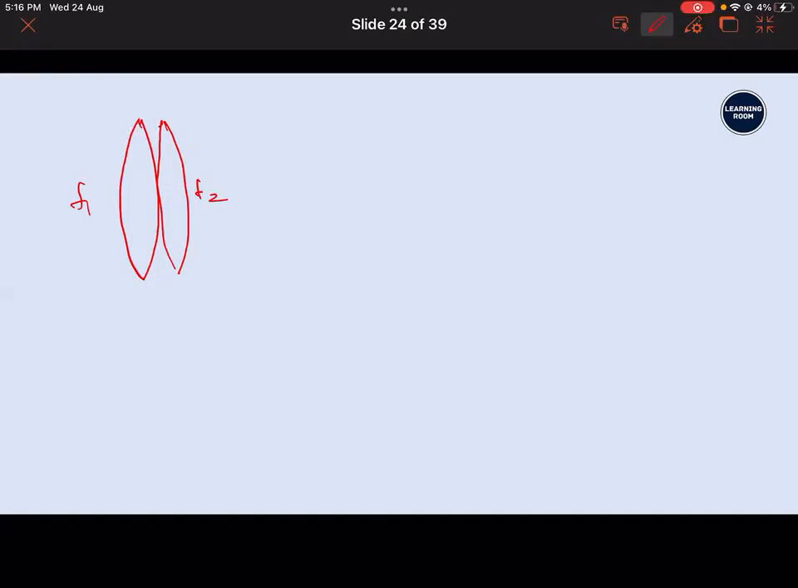what does lens formula tell us? What is lens formula? Yesterday we derived it. 1 by v minus 1 by u is equal to 1 by f, correct? So 1 by v minus 1 by u is 1 by f.